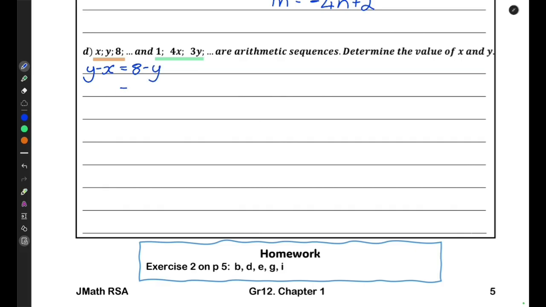Okay, from there, I can now choose to get x or y alone. I am going to go for getting x alone. So I'm going to move this minus y over. So this is 2y minus 8 would be equal to x. Okay, great.